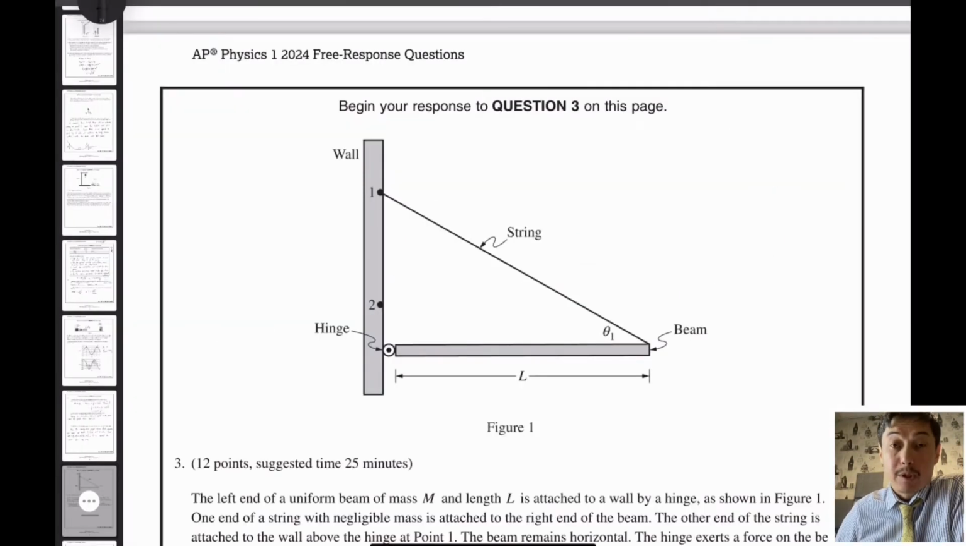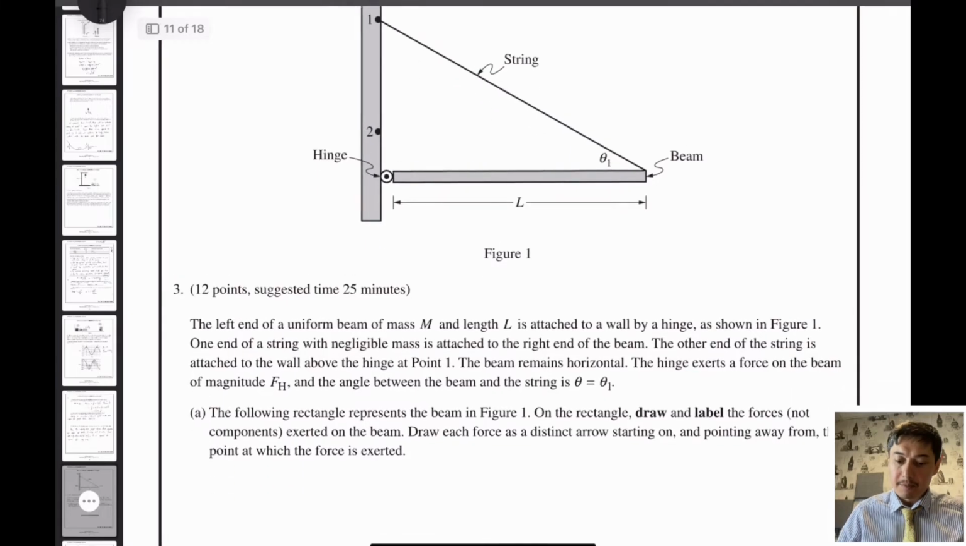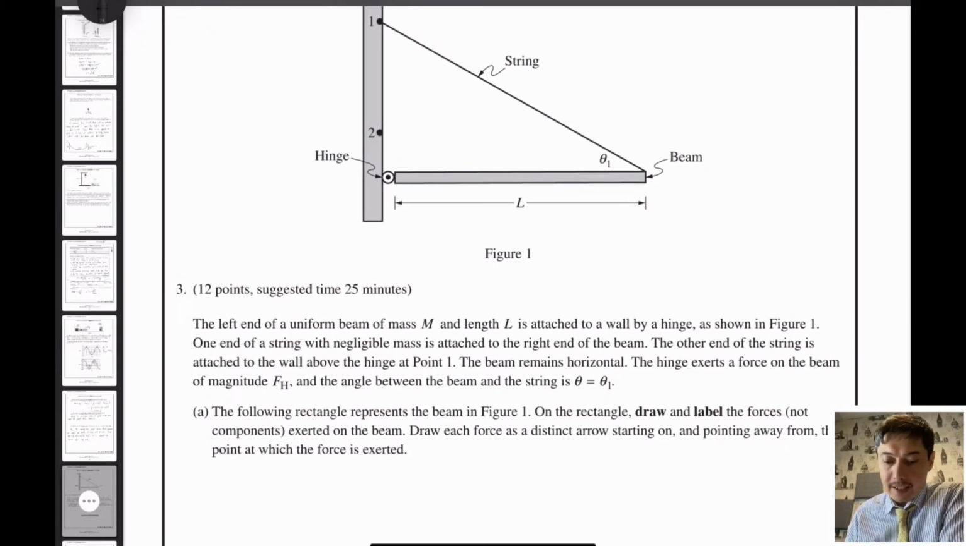Free response question number 3. From the figure we can see that it is a rotational dynamics question. Here is the problem statement. The left end of a uniform beam of mass m and length L is attached to a wall by a hinge, as shown in figure 1. One end of a string with negligible mass is attached to the right end of the beam. The other end of the string is attached to the wall above the hinge at point 1. The beam remains horizontal. The hinge exerts a force on the beam of magnitude Fh, and the angle between the beam and the string is theta 1.